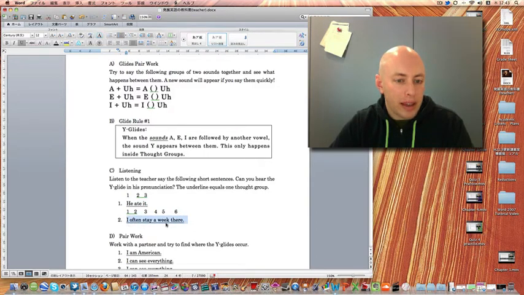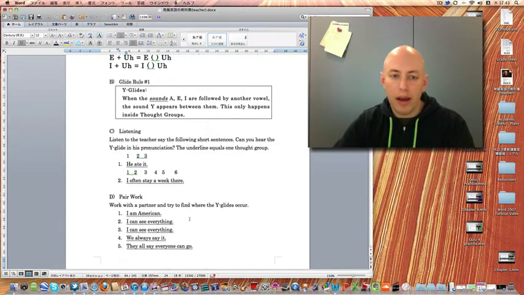Now, the next thing that happens is this. Here, the last sound in stay is A. There's a Y there, but the sound is A, and it's next to another vowel sound. So I often stay ya week there. I often stay ya week there. And this happens in fast English a lot inside of a thought group.